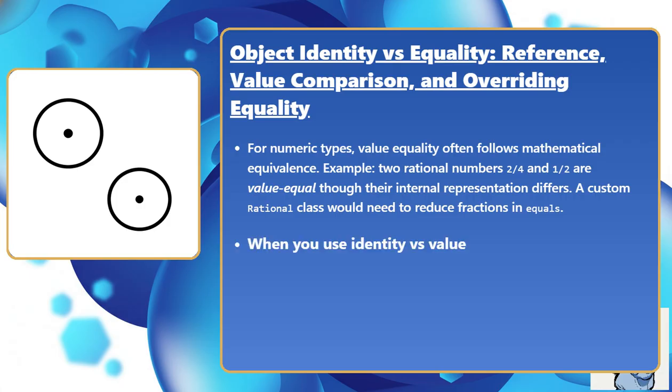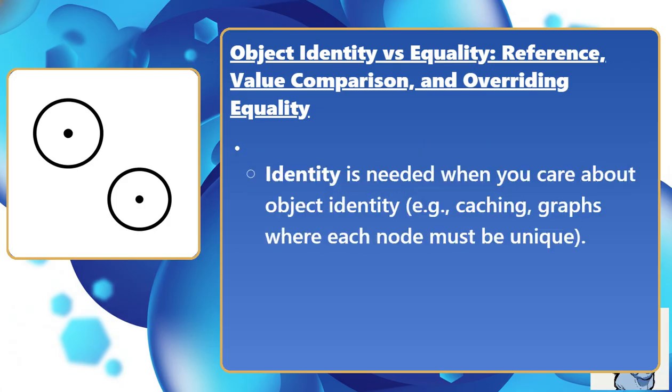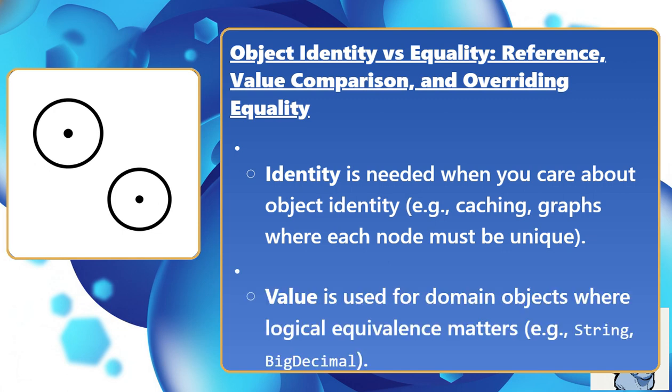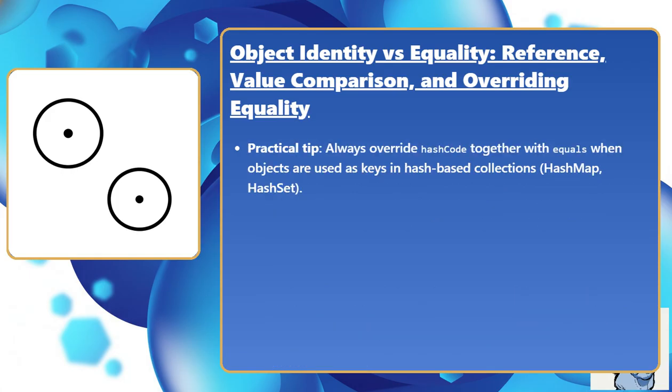When do you use identity versus value? Identity is needed when you care about object identity, for example caching, or graphs where each node must be unique. Value is used for domain objects where logical equivalence matters, for example String, BigDecimal. Practical tip: always override hashCode together with equals when objects are used as keys in hash-based collections, such as HashMap and HashSet.